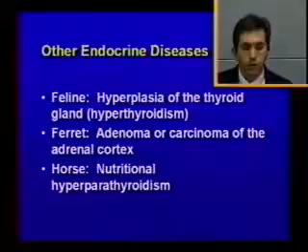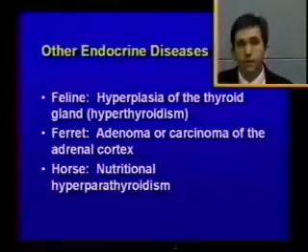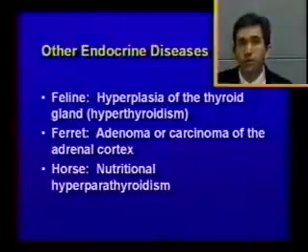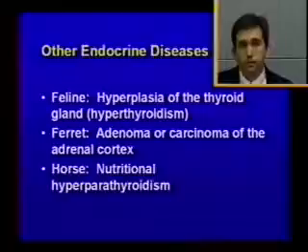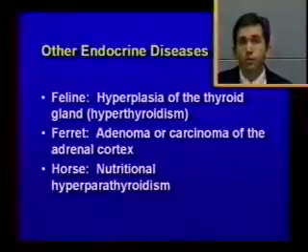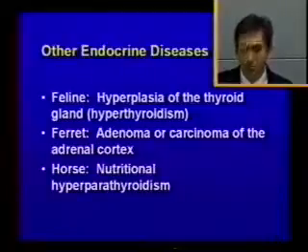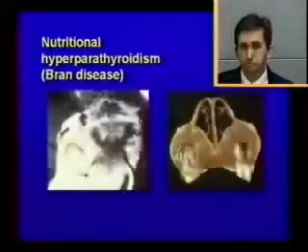Some other endocrine diseases of note would be hyperplasia of the thyroid gland in the cat. This causes hyperactivity and increased appetite in cats due to sometimes bilateral but often unilateral hyperplasia of the thyroid gland. And ferrets have an extremely high incidence of tumors of the adrenal cortex. They can be either benign or malignant, so they can be either an adenoma or a carcinoma. And then horses also develop a condition known as nutritional hyperparathyroidism.